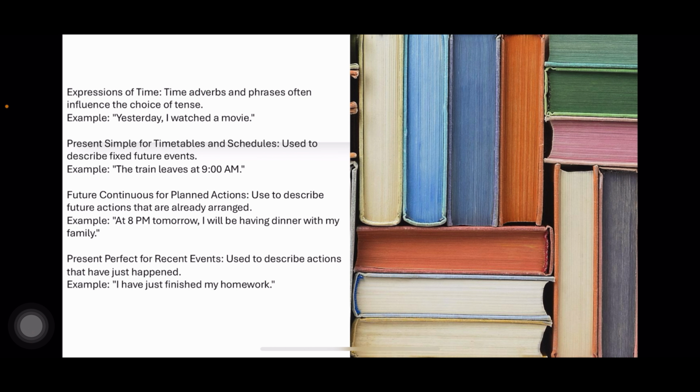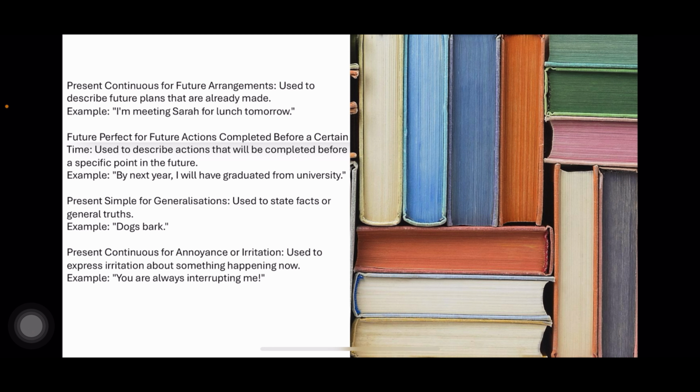Future continuous for planned actions, used to describe future actions that are already arranged. Example, at 8 p.m. tomorrow, I will be having dinner with my family. Present perfect for recent events, used to describe actions that have just happened. Example, I have just finished my homework.